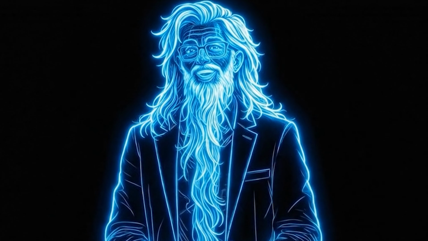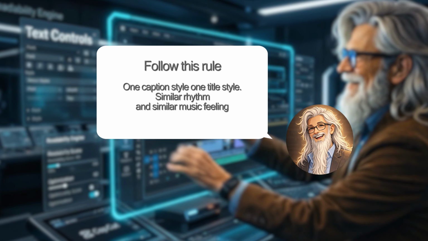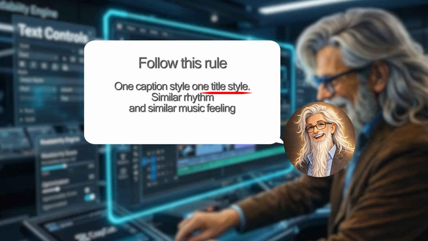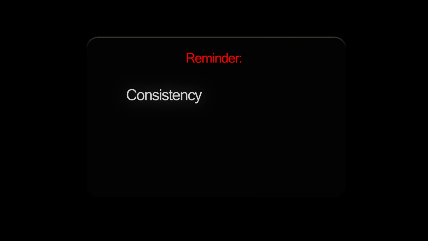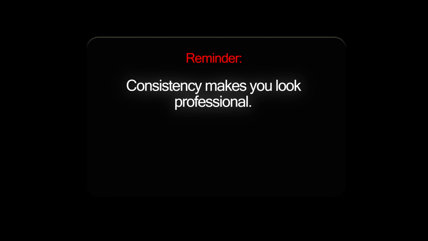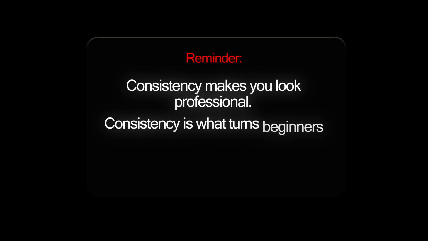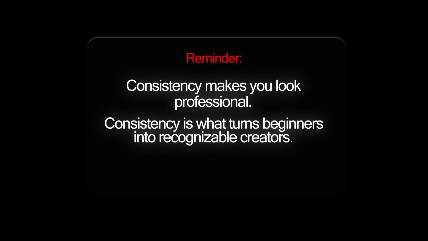So, if you want your channel to look consistent, follow this rule. One caption style, one title style, similar rhythm, and similar music feeling. Consistency makes you look professional. Consistency is what turns beginners into recognizable creators.